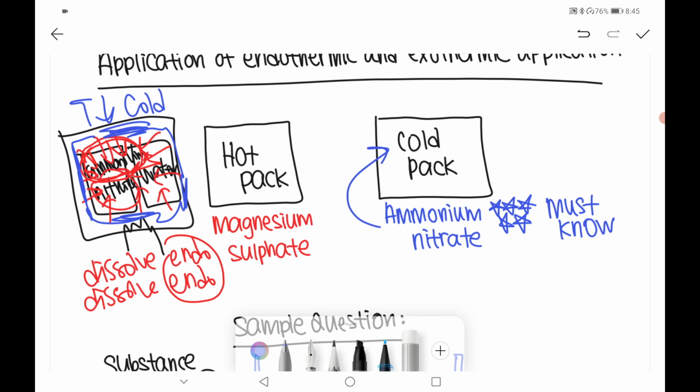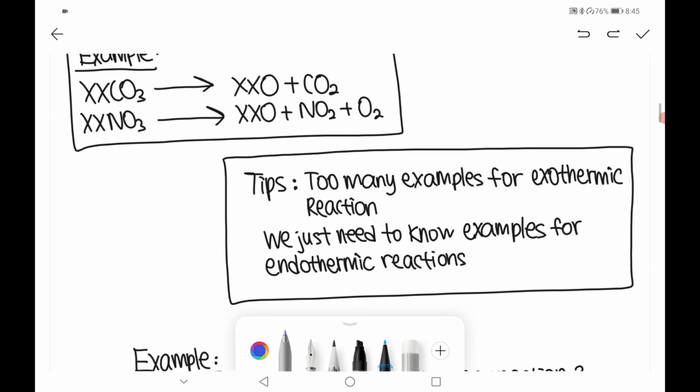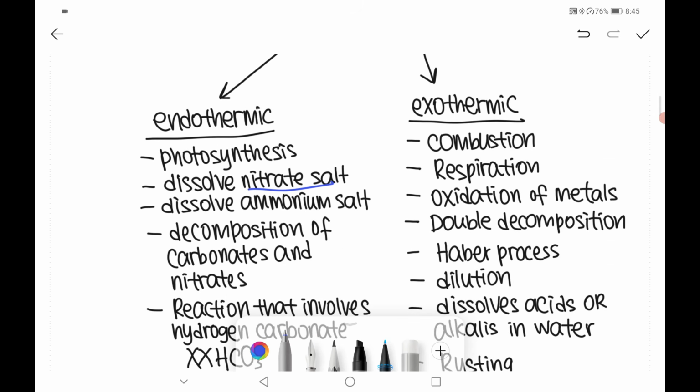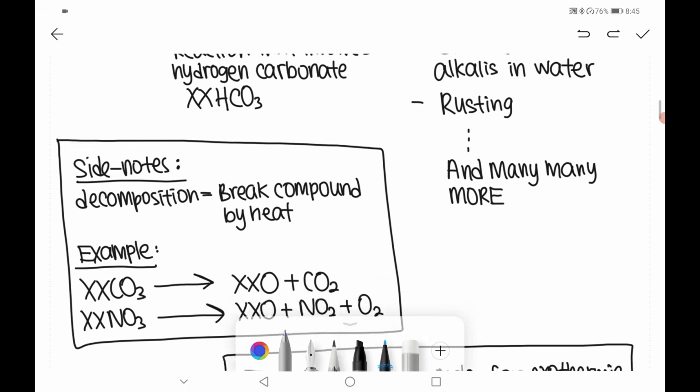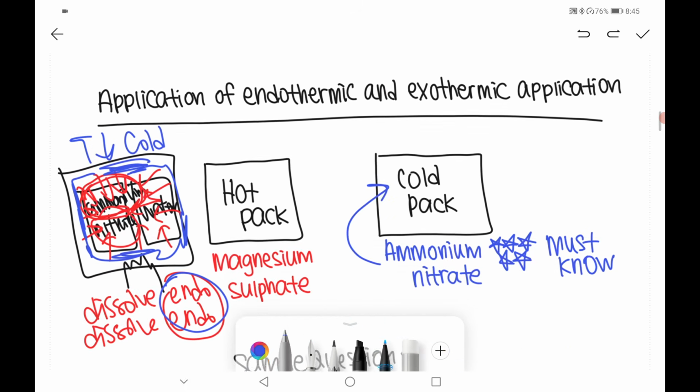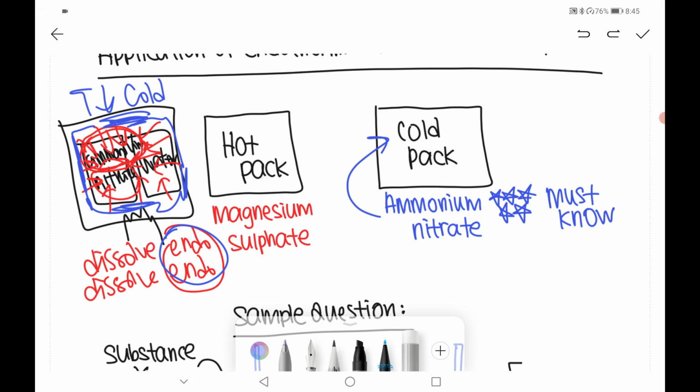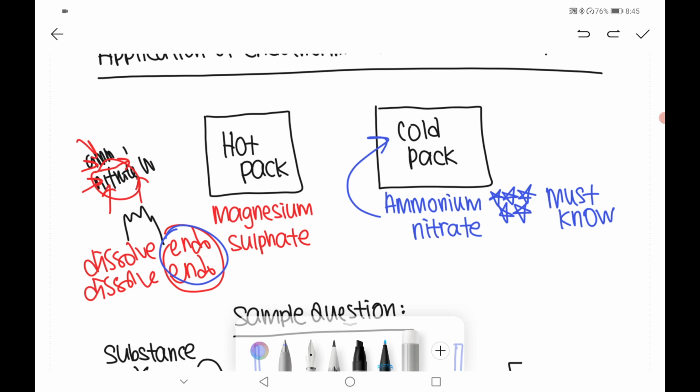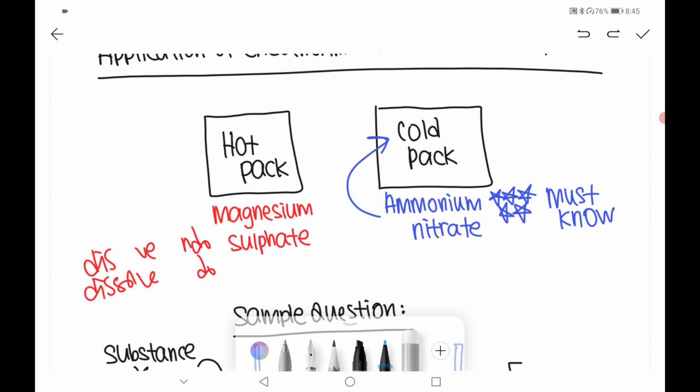So for the cold pack, we are using the concept of endothermic. When we dissolve ammonium salt or nitrate salt, it is endothermic and absorbs heat from the surrounding. The surrounding has less energy, so the temperature will decrease and it becomes cold. That's why we call it a cold pack. So this is what you need to know.